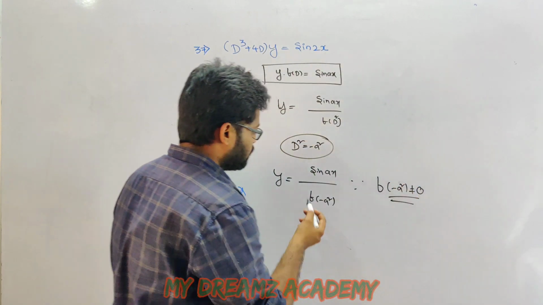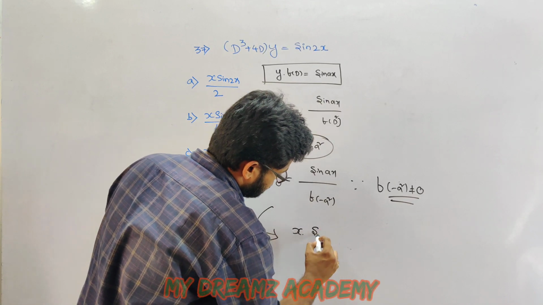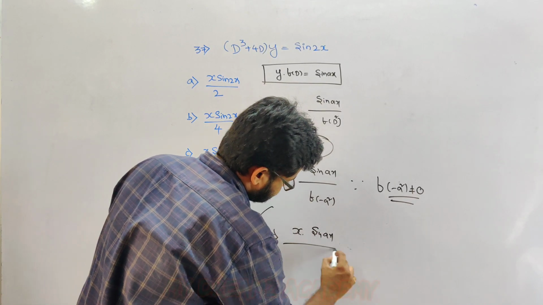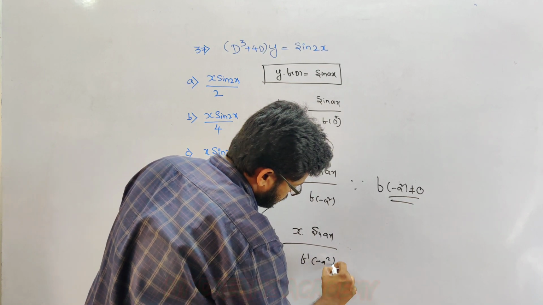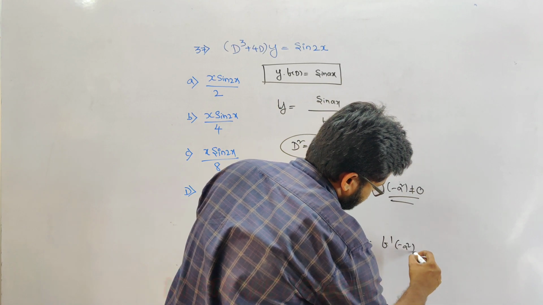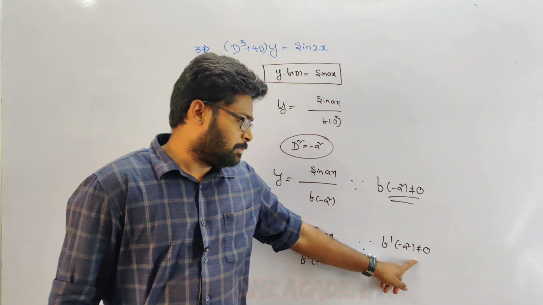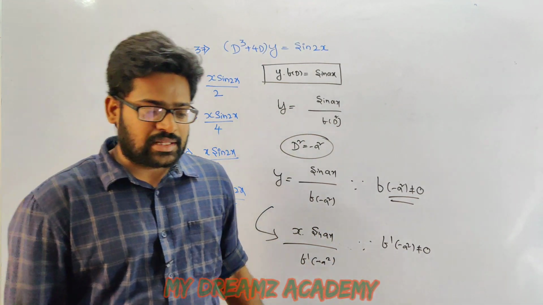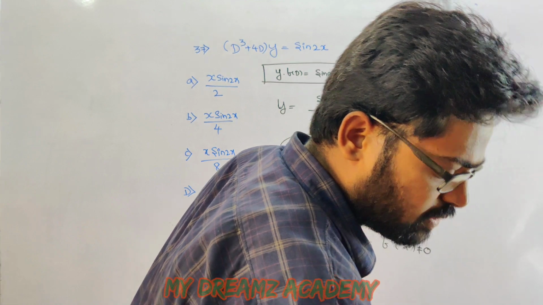If it is 0, we need to go for a next step, that is you multiply with x, sin ax, differentiate this one, minus a square, provided that f dash of minus a square should not be equals to 0. This condition should be applicable, otherwise we need to go for the next step. Okay, we'll see whether this is applicable for this question or not.